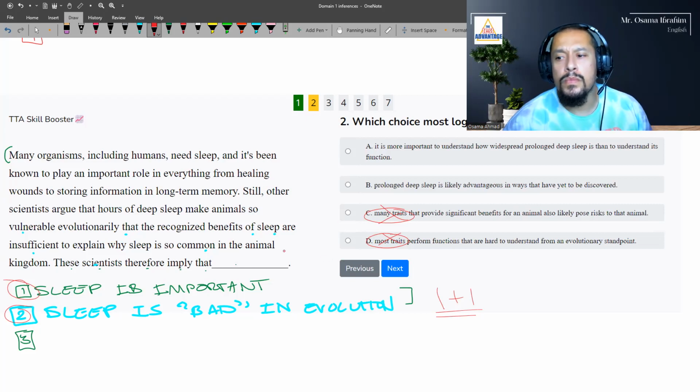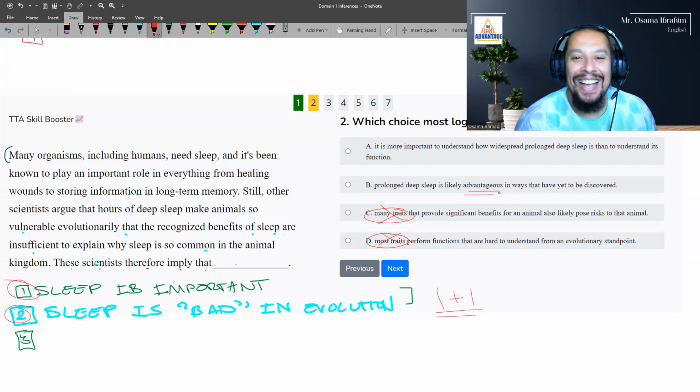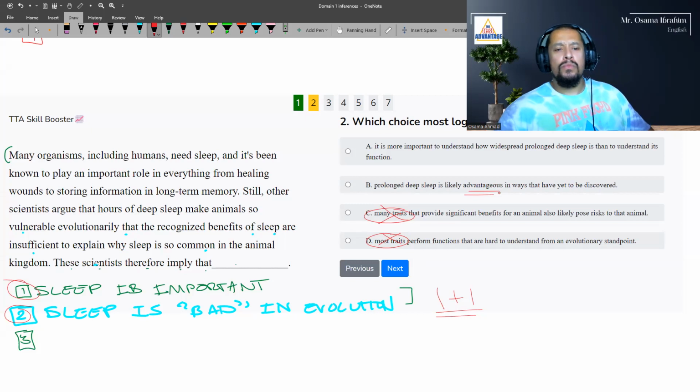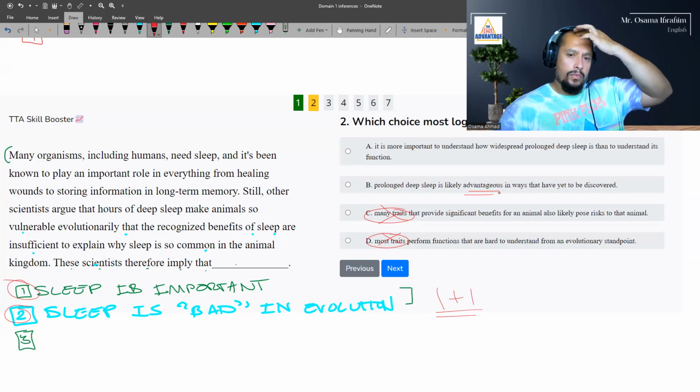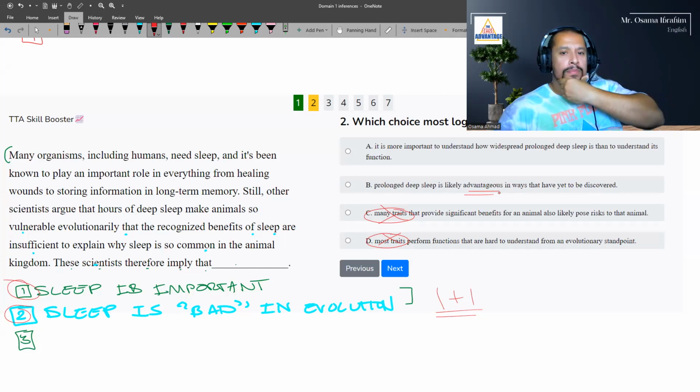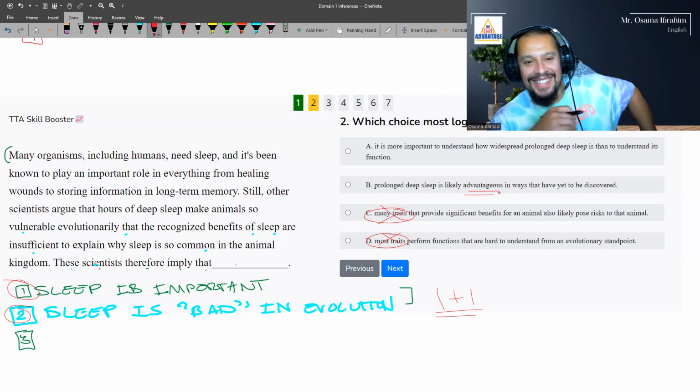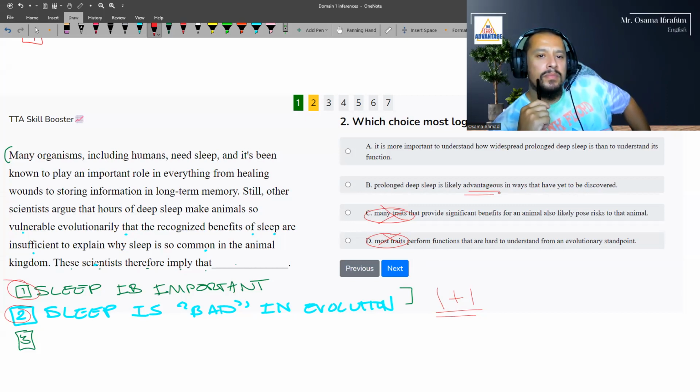B is wrong because prolonged sleep is likely advantageous in a way that is yet to be discovered. Guys, by the way, this word is advantageous, not adventurous. Continue. So what I mean is that this one focuses on the second idea only. It does not join the two of them. In the passage he said that the recognized benefits of sleep are insufficient to explain why sleep is so common in animals. But this one is saying these advantages for deep sleep when the passage did not say anything about it. They could be, but I believe it's kind of off point.